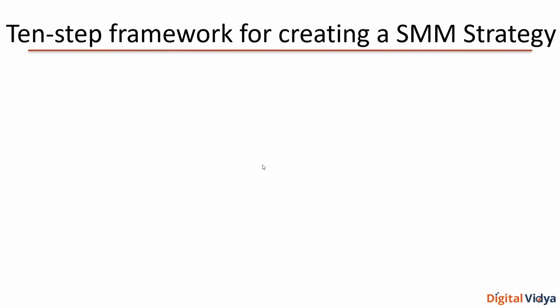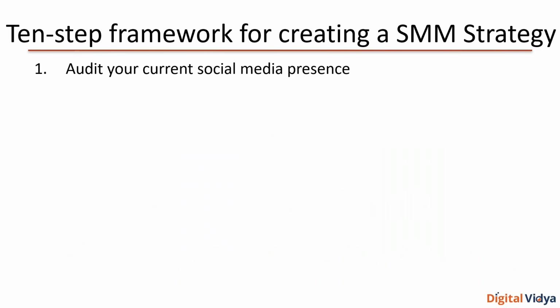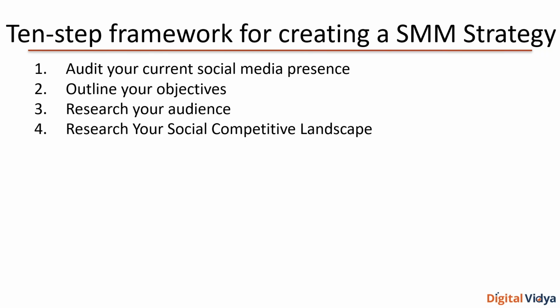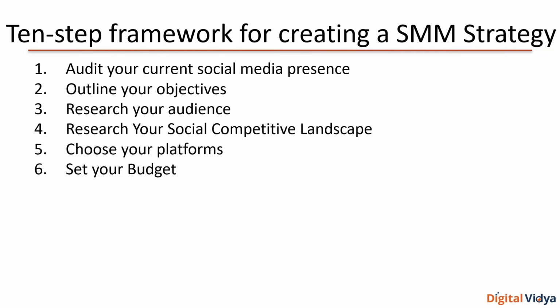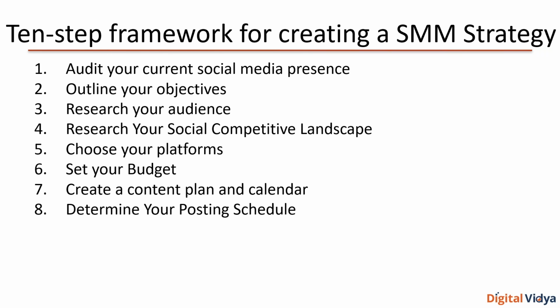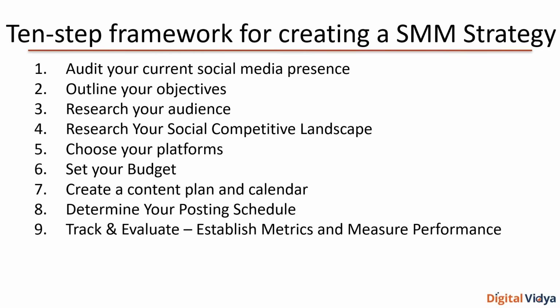Great, guys. So that's the 10-step framework. Just to recap the framework for creating a strategy, we've looked at auditing your current social media presence, finding point A, outlining your objectives by the SMART framework, which is point B, doing audience research, competitor analysis, picking your platforms, setting and allocating budgets, creating a content strategy, determining your posting schedule for each platform, establishing metrics to measure performance, evaluating and refining constantly to keep getting better, right?